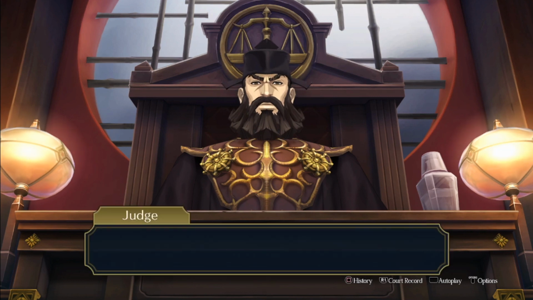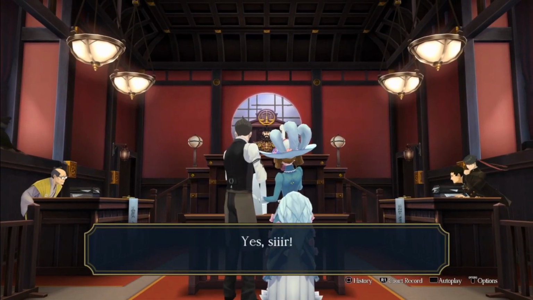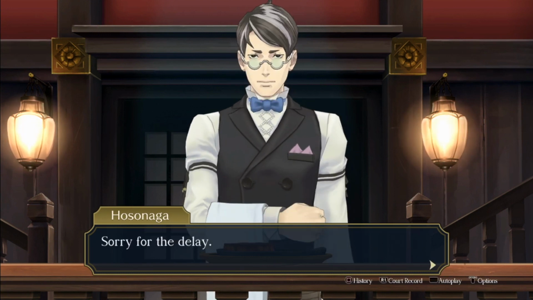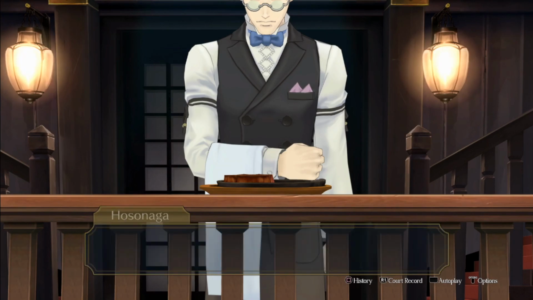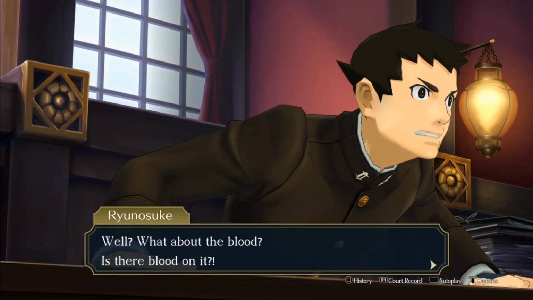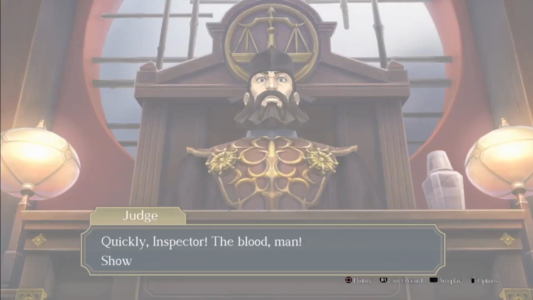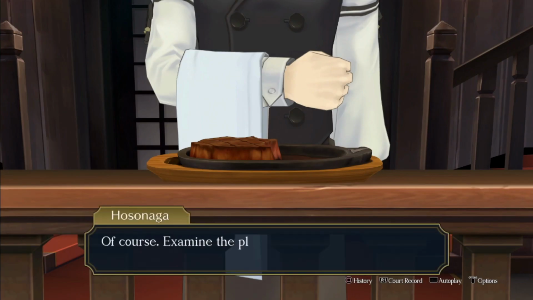Inspector, the court wishes to examine the plate from the victim's table immediately. Yes, sir! Okay, I guess we're gonna wait for him to bring it. Okay, he has it now. Makes sense. Sorry for the delay. And how's that meat still looking decent? Here's what you ordered. The steak. Well, what about the blood? Is there blood on it? Of course there isn't. Quickly, Inspector. The blood man. Show the court. That's very funny. Of course. Examine the plate at your leisure.